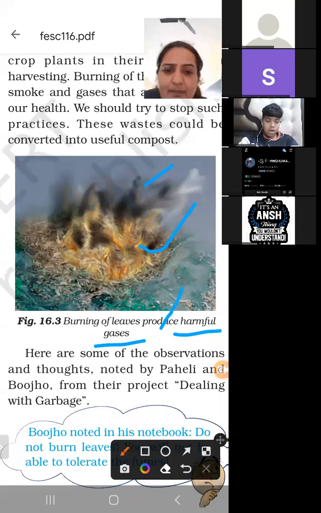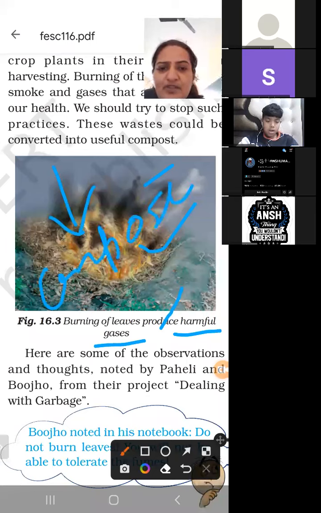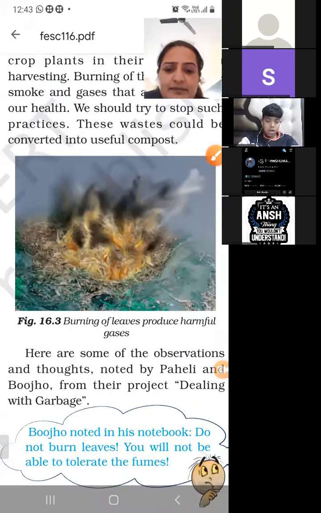So you have to remember, we don't burn leaves. We have to convert these leaves into compost. There are some observations and thoughts noted by Paheli and Bujo. What was the project in the previous topic dealing with garbage? So what Paheli and Bujo did in this project, and they observed many things.